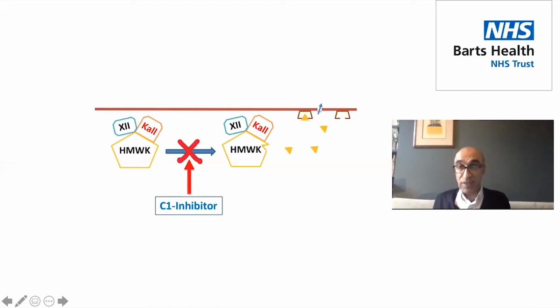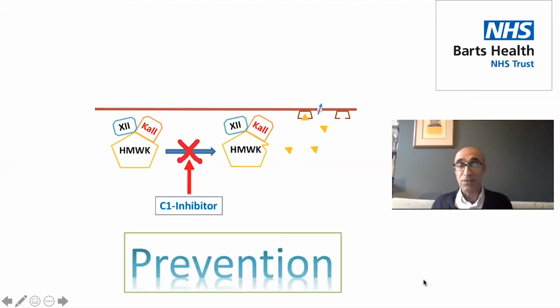One is to prevent HAE from happening, and this is what we normally do for people who have regular attacks, or to basically treat acute attacks. So first of all, let's talk about how you would try and prevent attacks of HAE. The decision to use preventive therapy is a decision made between the patient and their physician. And it's based on the number and severity of attacks. And it's also to do with the patient preferences.